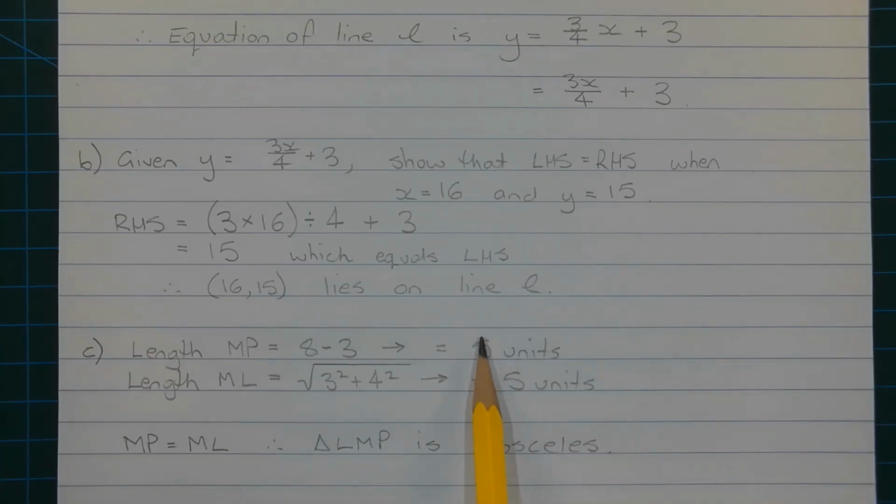So the length of MP is 5 units, the length of ML is 5 units. MP equals ML, therefore triangle LMP is isosceles.